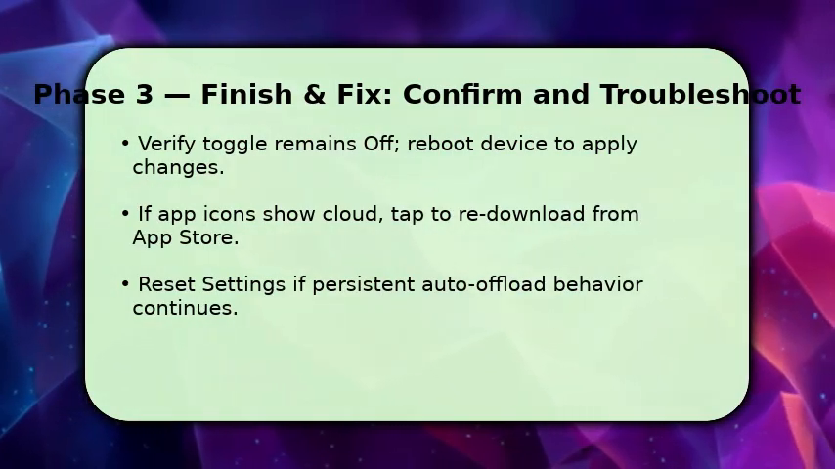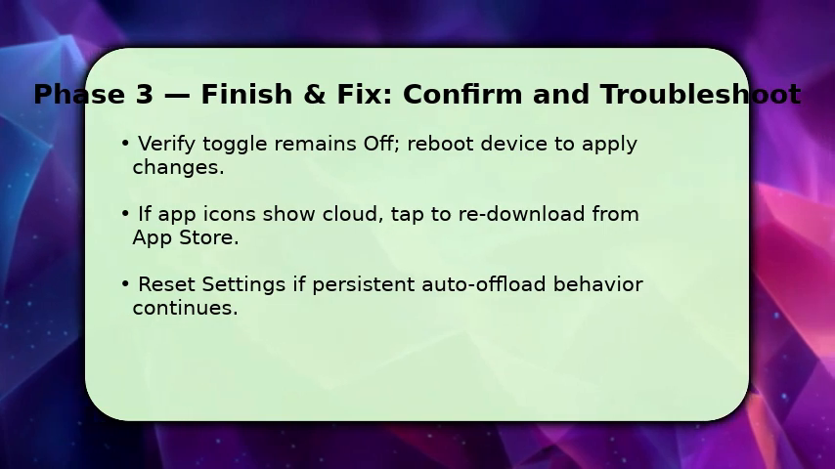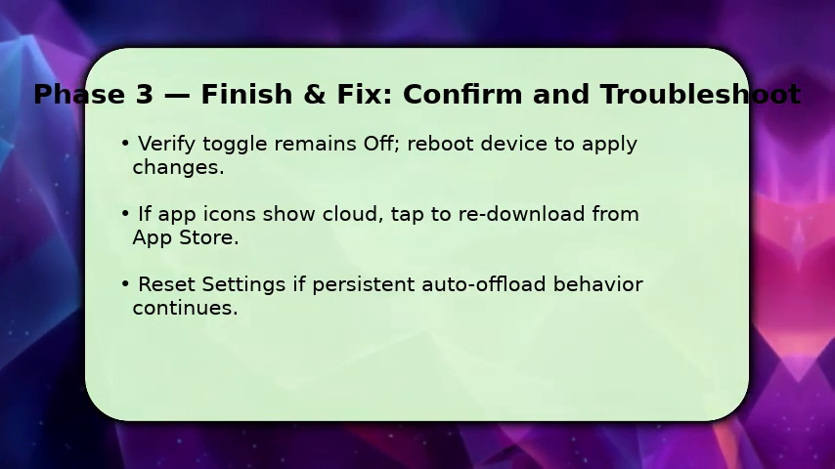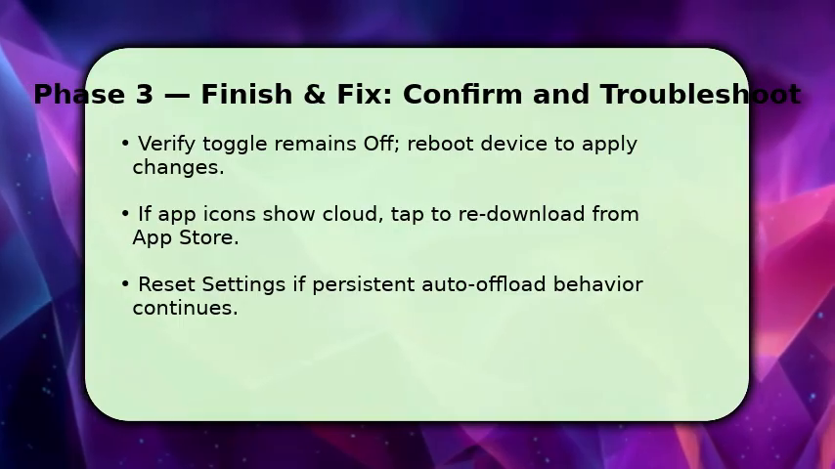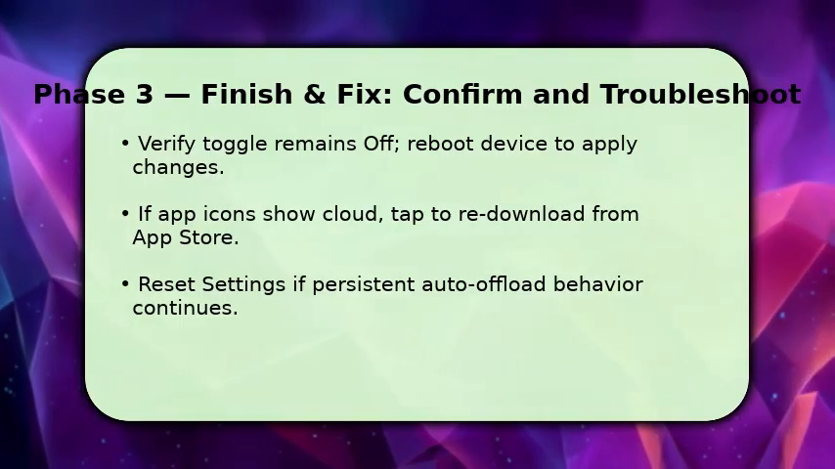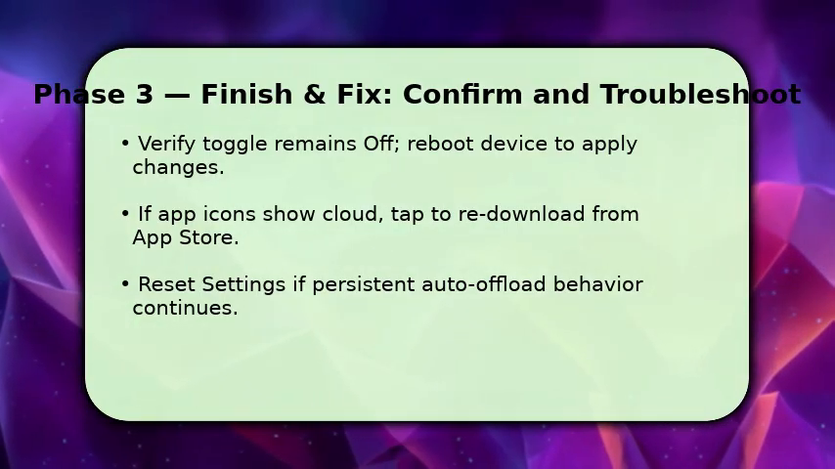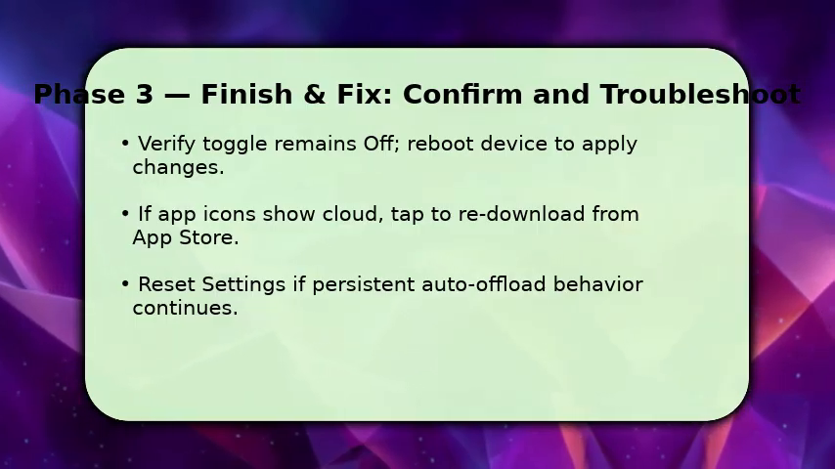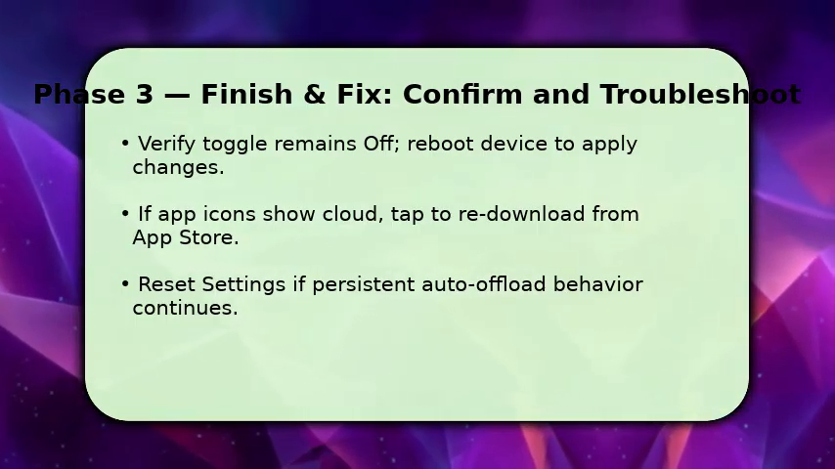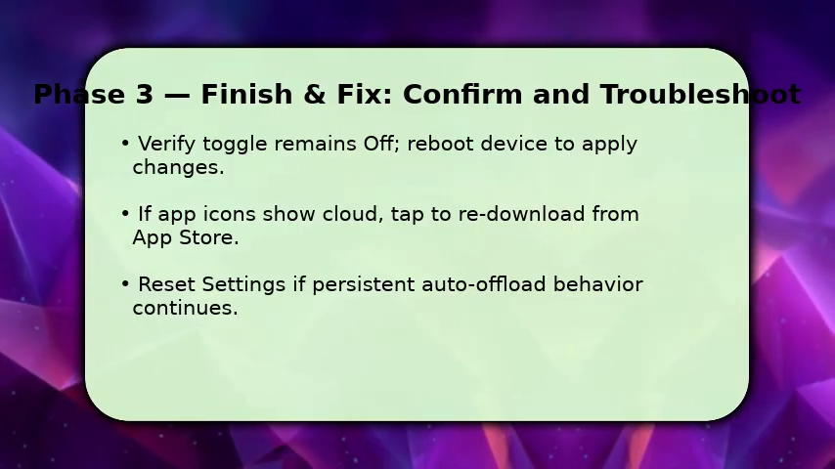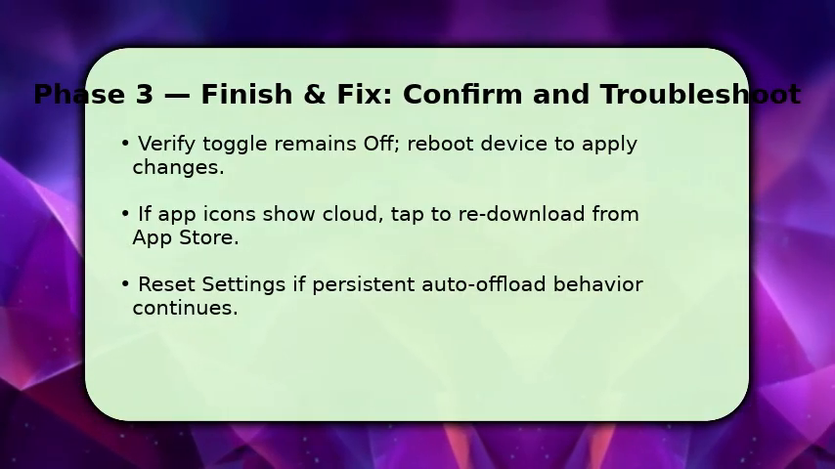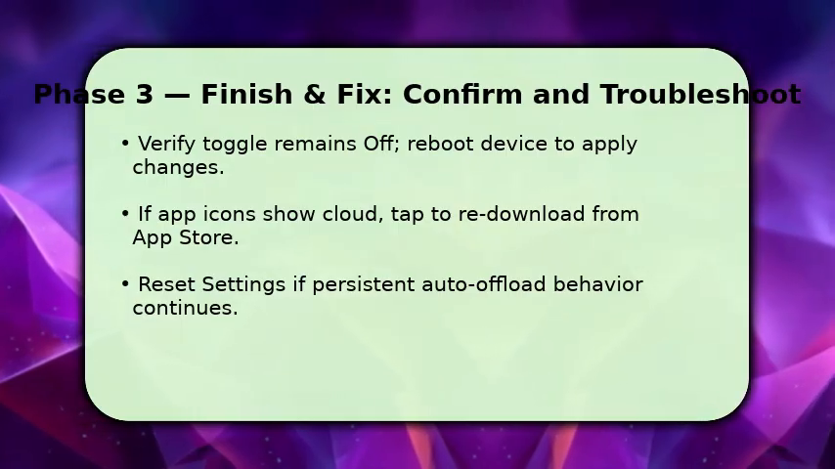If you see cloud icons next to apps, tap them to redownload. That restores app binaries without losing user data in most cases. If automatic offloading persists, make sure iOS is updated, then reset settings as a last resort. This clears misapplied preferences. One troubleshooting tip: a quick restart often resolves lingering behavior.